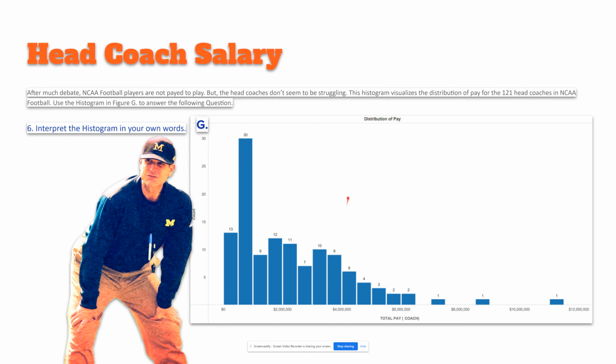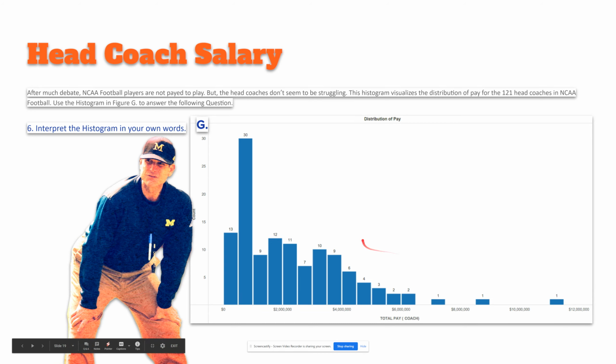And then the next question we have here is head coaching salary. This is out of the 121 head coaches in NCAA football. This is how their salaries are distributed. You can see that there's 13 coaches that are making only $1 million a year or so. And then you have 11 coaches that are making $2 million a year, and you have one coach over here that's making $11 million a year.